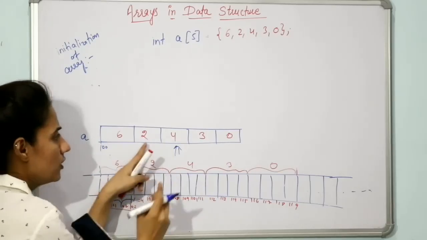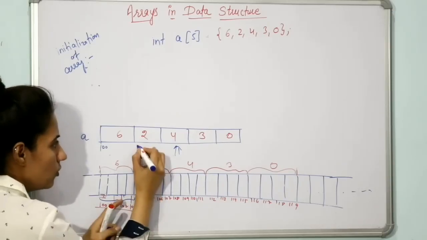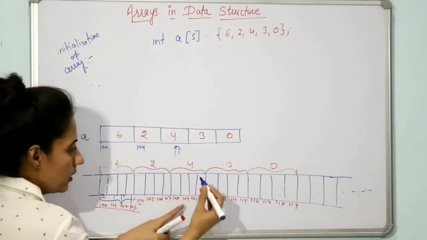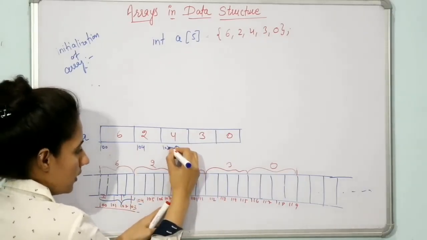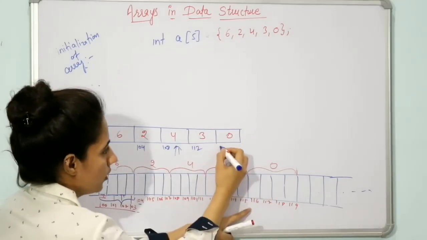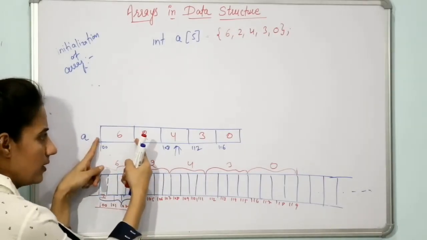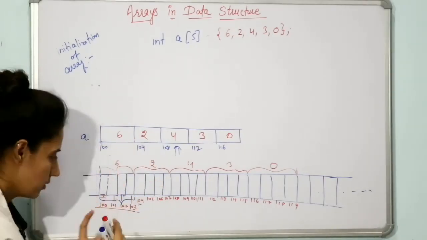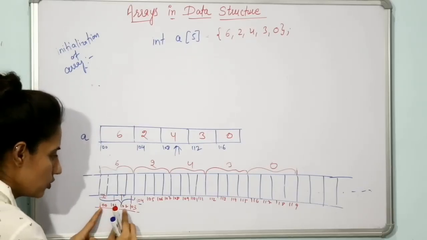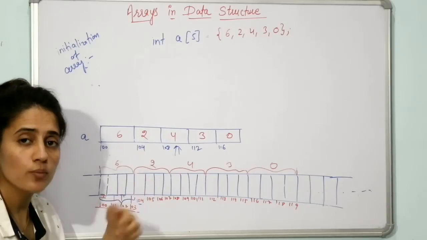So now, what would be the address of this 2? This 2 would be 104, this would be 108, this would be 112, and this would be 116. And why so? Because this element is going to take 4 bytes, 100, 101, 102 and 103, that is why it is 104.